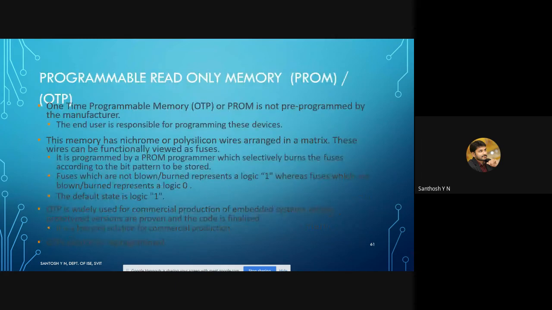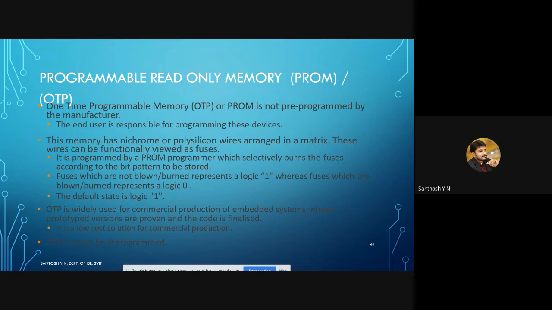And we'll be discussing PROM. PROM is also called OTP. So in the exam, they may ask, explain the PROM or OTP. So what is OTP? It is one-time programmable. Again, it is the same as MROM, that is masked ROM. It is pre-programmed by the manufacturer. And again, the same story. As we have seen with respect to the MROM, in the PROM also it is pre-programmed by the manufacturer itself. The end user is responsible for programming these devices.